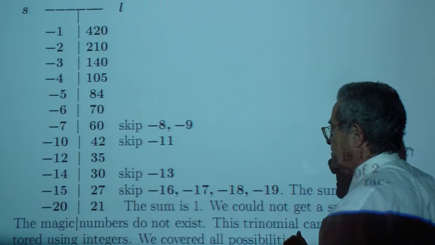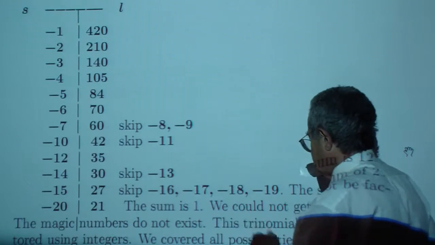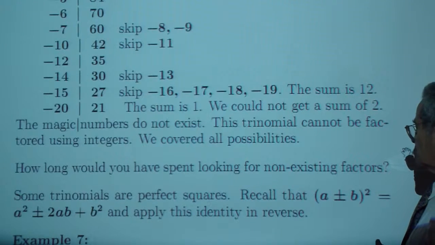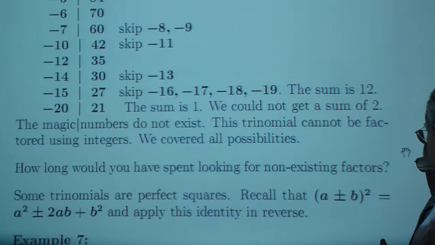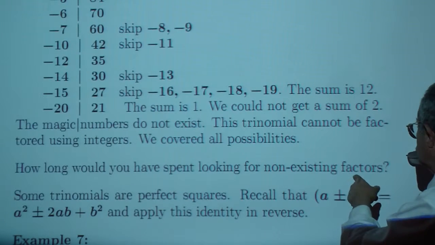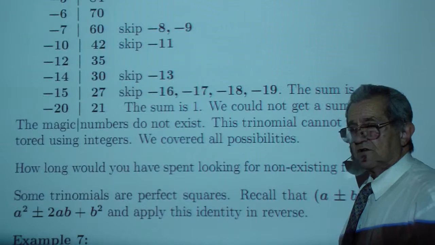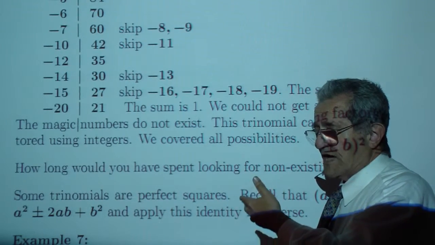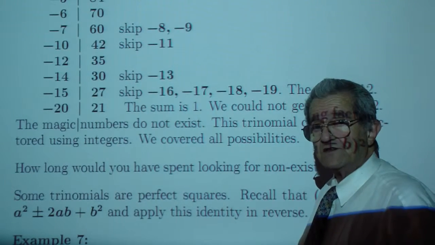Since I didn't skip anything and there's no 2, the 2 would be right here. This trinomial cannot be factored. We can say that this trinomial is prime. How long would you have spent looking for non-existent factors if you had not used a technique like that? Okay, you cannot convince me that this trinomial is not factorable unless you go through all the possible cases.